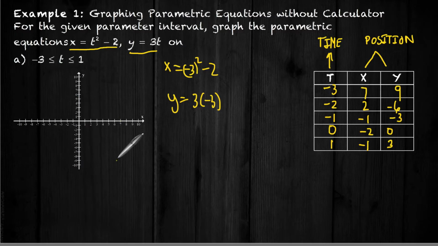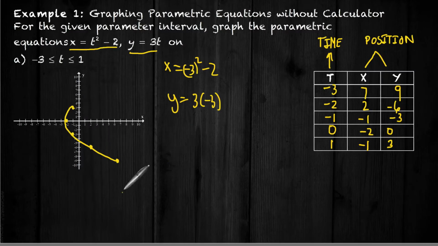So over 7 and down 9, it's a point right there, and over 2 and down 6, there's a point right there, and then over 1 and down 3, there's another point right there, and then we have -2, 0, then we have -1. Oops, excuse me, I missed one. This should have been -1, -3, and then -2, 0, and then we have -1, 3. So basically, the object moves like this, and it stops there.